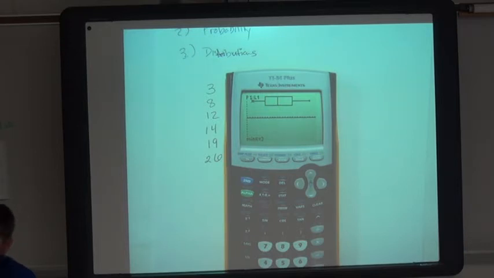So anyway, that's box and whisker. That's pretty good, using the calculator with one variable stats. Zoom stat. Look at that. Just press this way, it's your next graph.